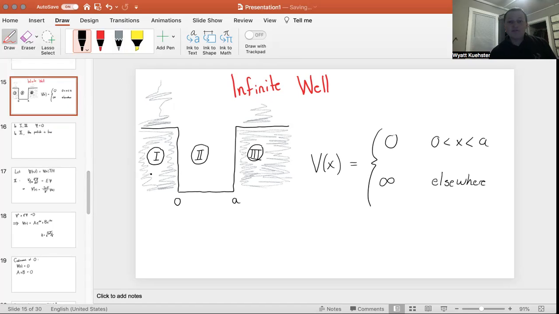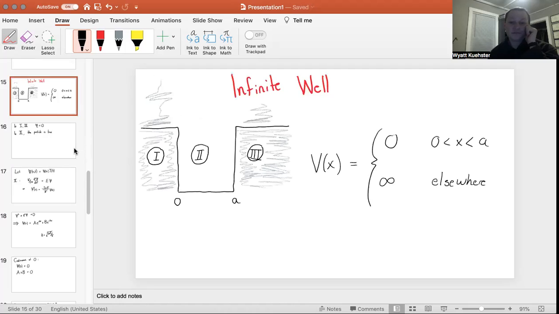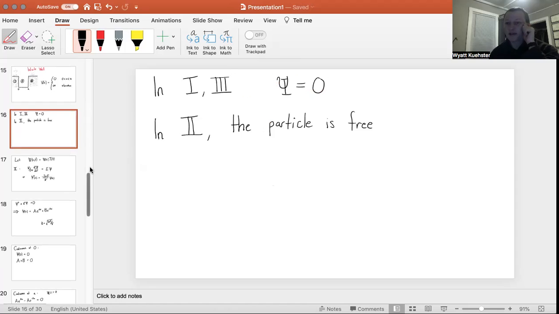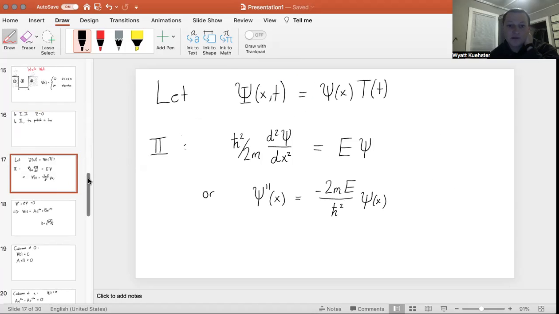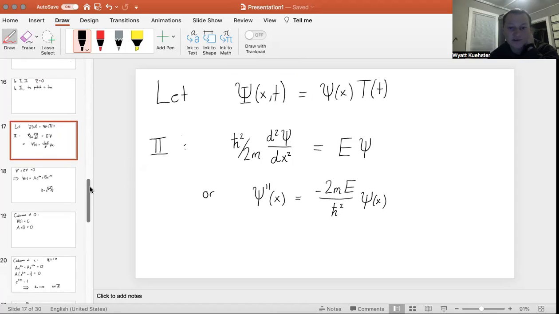So I've broken this into three regions. In regions 1 and 3, we have V equals infinity. Definitely in those regions, the wave function is going to be 0. And then in region 2, we basically just have a free particle, but instead of a free particle floating through space with no constraints, we can actually normalize the wave function since there's an actual length there. Okay, so let's solve the Schrodinger equation in region 2, because we know in regions 1 and 3 it's 0. In region 2, the potential is 0.